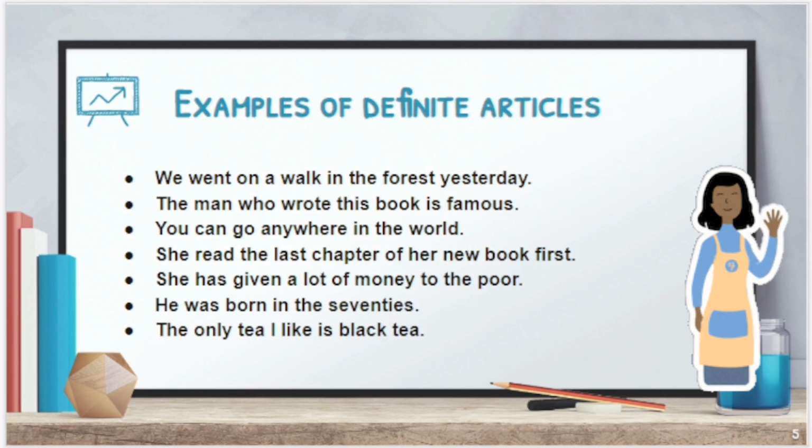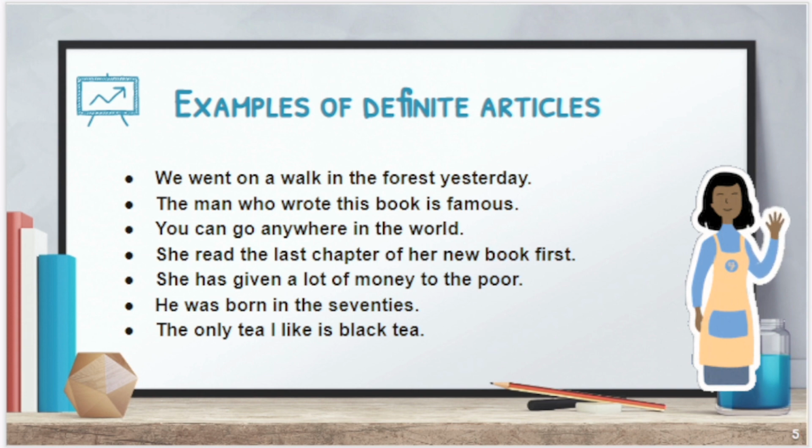We went on a walk in the forest yesterday. The man who wrote this book is famous. You can go anywhere in the world. She read the last chapter of her new book first. She has given a lot of money to the poor. He was born in the 70s. The only tea I like is black tea. These are some examples of definite articles.